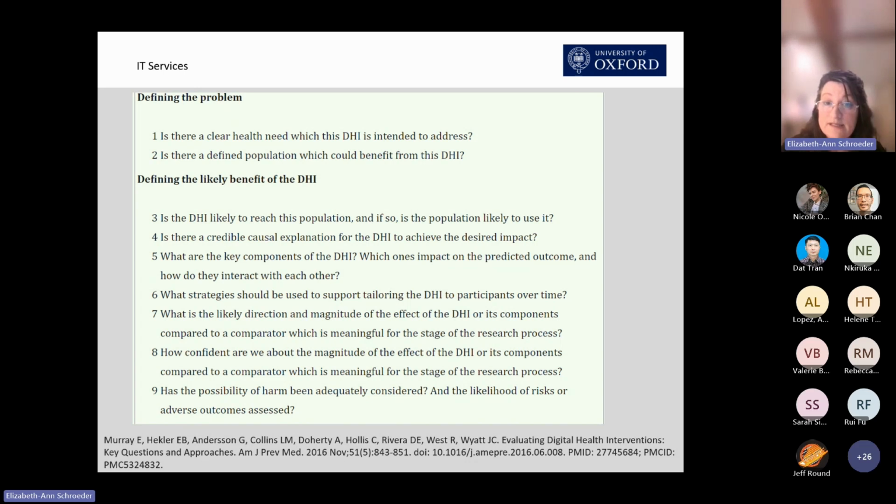Is it likely to reach the population, and are they likely to use it? Is there a credible causal explanation for the DHI to achieve its desired impact? What are the key components of the DHI? Which ones impact on predicted outcome? How do they interact with each other? What strategies should be used to support tailoring the DHI to participants over time? And the likely direction and magnitude of the effect of the DHI or its components compared to a comparator.